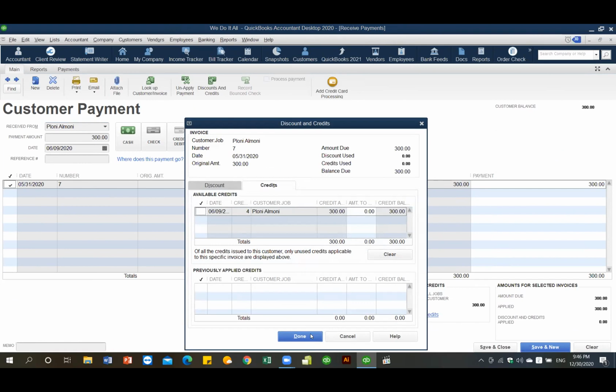There's a little box. You have to select the credit. Available credits is a little checkbox, underneath it. Right there, click on that. Good. Now you took the credit.